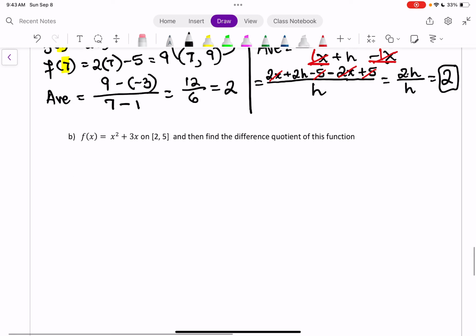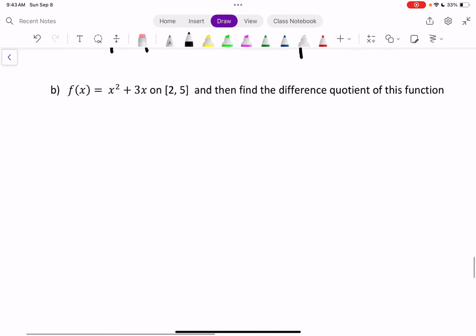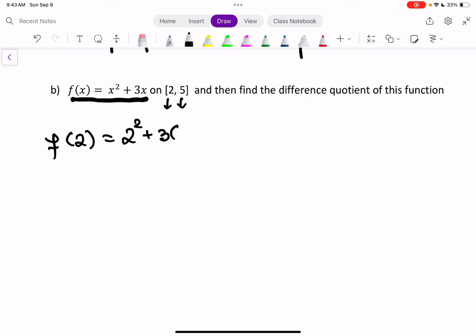I'm going to do this one with you. We call this a quadratic function. It's going to be a little more complicated, but I'm doing this with you, so no problem. So first things first. It says find the average rate of change from 2 to 5. We can do that. So plug in 2, then you'll get a 10.